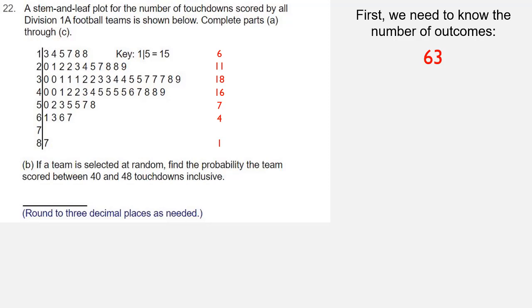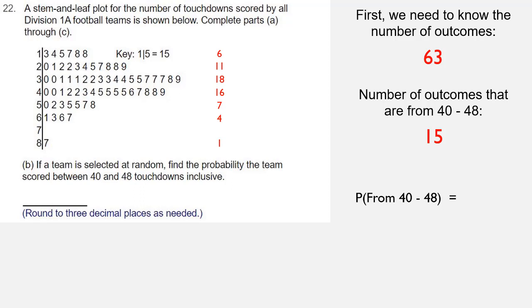For part B, if a team is selected at random, find the probability the team scored between 40 and 48 touchdowns inclusive. Inclusive, remember, means that it's including those endpoints. 40 to 48 would be the row for the stem of 4, except for that 1 leaf of 9 at the end. So there would be 15 of these outcomes. So the probability that it's from 40 to 48 inclusive is 15 out of 63, which is 0.238. That's the answer to part B.